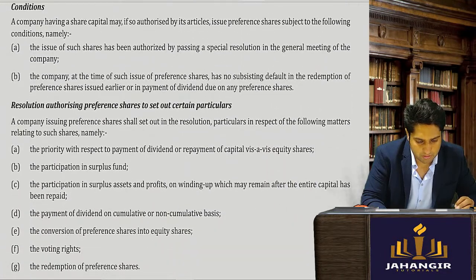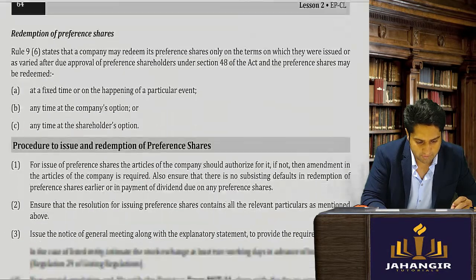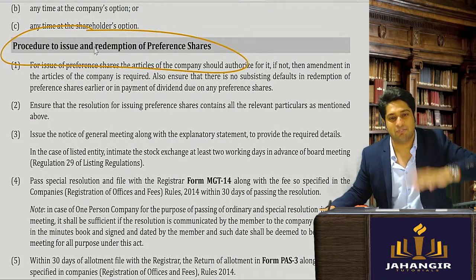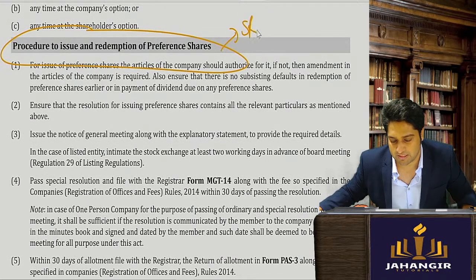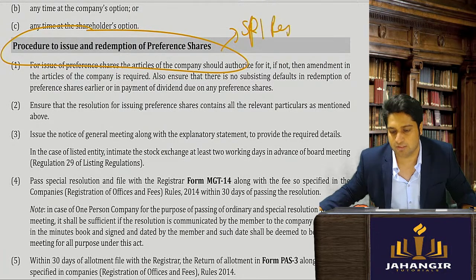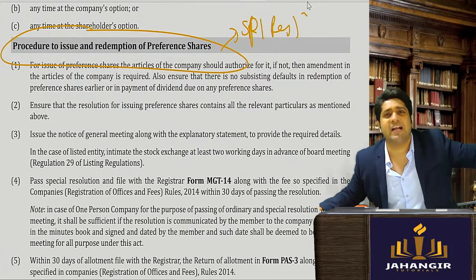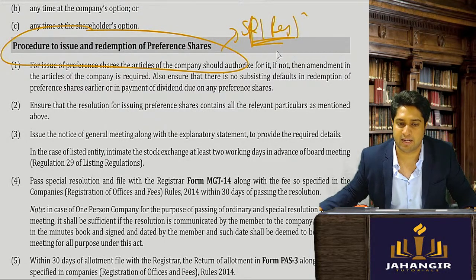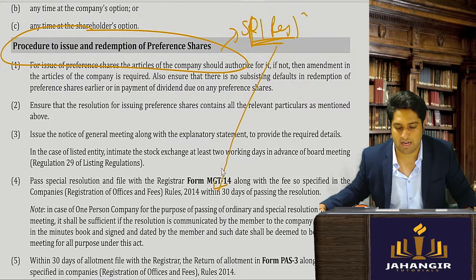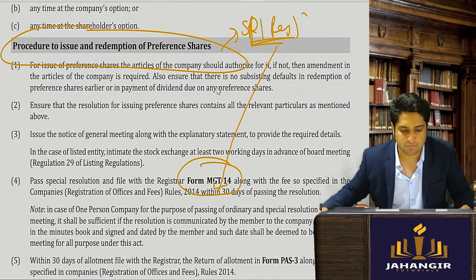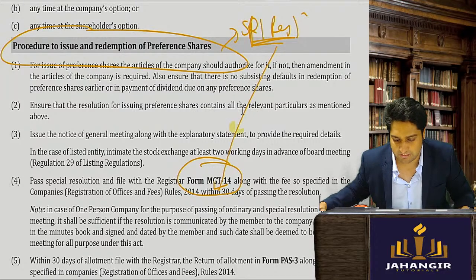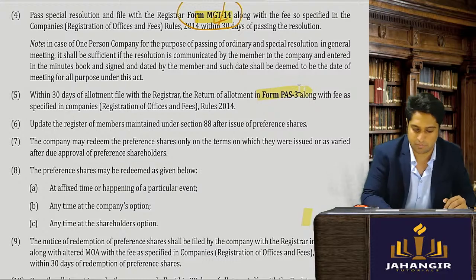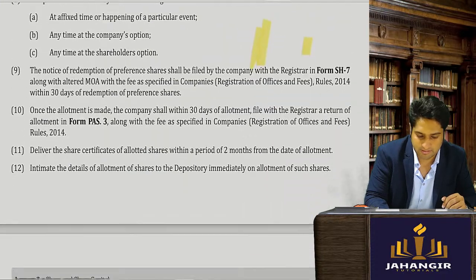Then when you come to the next important part, procedure. Whenever procedure comes, you should know the same concepts will go. And if it is a special resolution, so whenever we are issuing any kind of security, bonus, share, special resolution needs to be taken. And if special resolution is there, you will have to file MGT 14. You have to file mandatorily MGT 14. And whenever issuing securities, PAS 3 also has to be filed along with all the details.